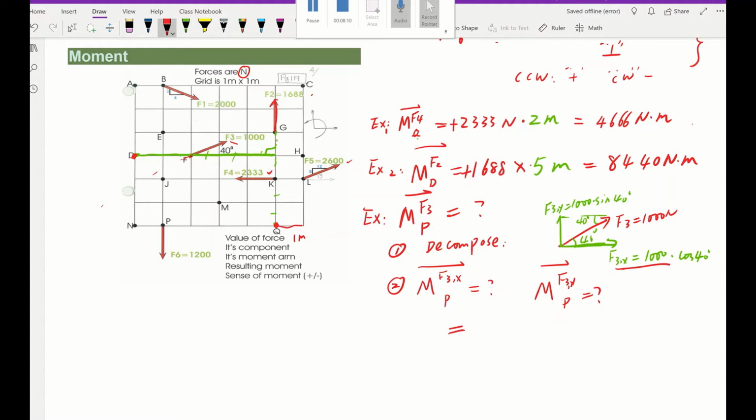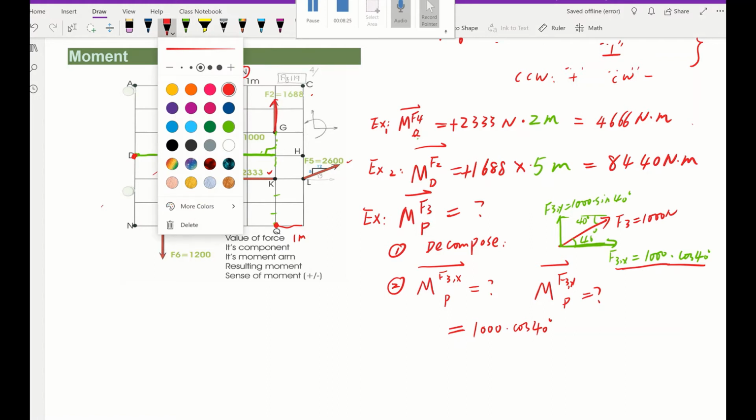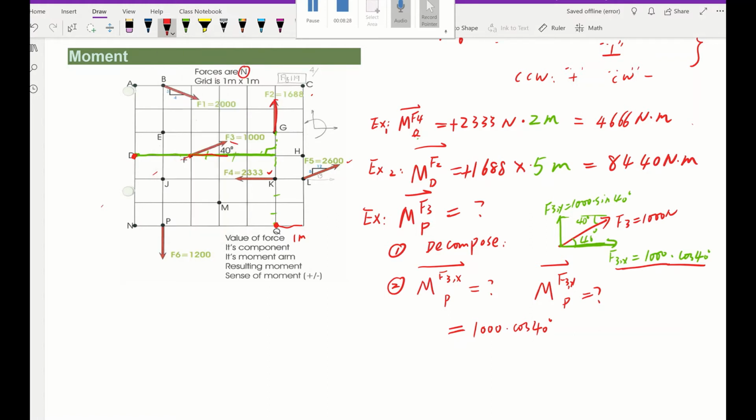For this F3x, it's 1000 times cosine 40. So that's going to be our force. And we're going to think about what? Moment arm, because force times moment arm. And now let's think about it. X direction is right here for this force, right? Y direction is right here. For this X direction, we're rotating about where? Point P. Point P is right here. And now I only want you to focus on this X direction. This force is in the X direction, so the moment arm has to be in the vertical direction.